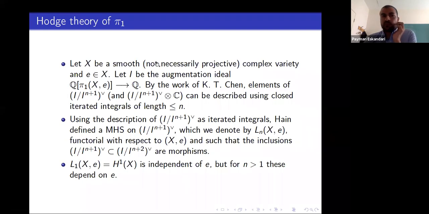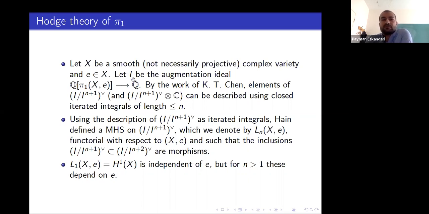So let X be a smooth, but not necessarily projective, complex variety. It's important to keep in mind for this picture that you're not assuming that your complex variety is actually projective. And let's take e to be a point in X. This e is going to be our base point, and then you consider the map from the group algebra of the fundamental group, the topological fundamental group, since we're thinking of X as a complex manifold and this is the classical fundamental group, to Q, which sends every element of pi1 to 1.